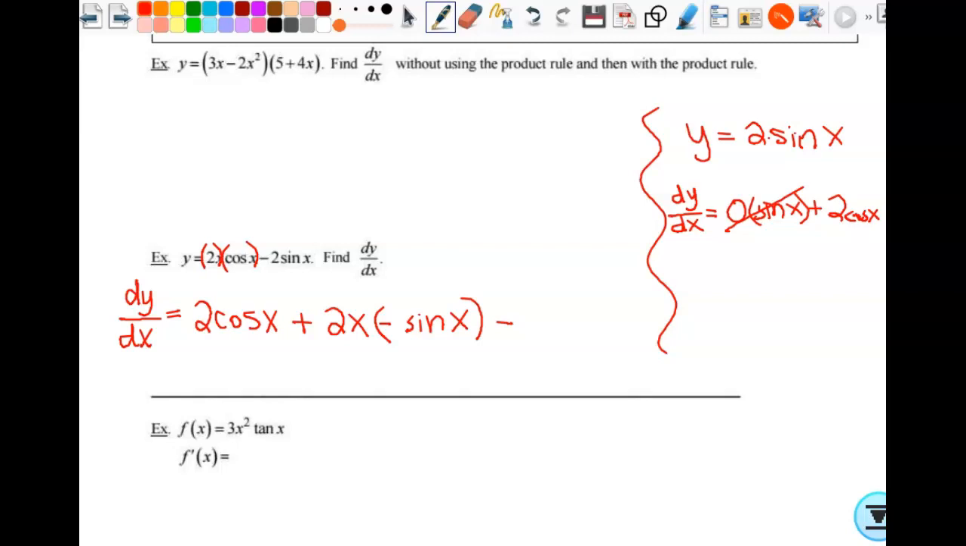So when you're looking at this as a product, just take a minute and notice, okay, my first function is a constant. I don't have to use product rule. So remember we already took the derivative of the first term, so now I'm moving here. I just leave the constant alone, minus 2 times derivative of sine x. What is the derivative of sine x? Cosine x.